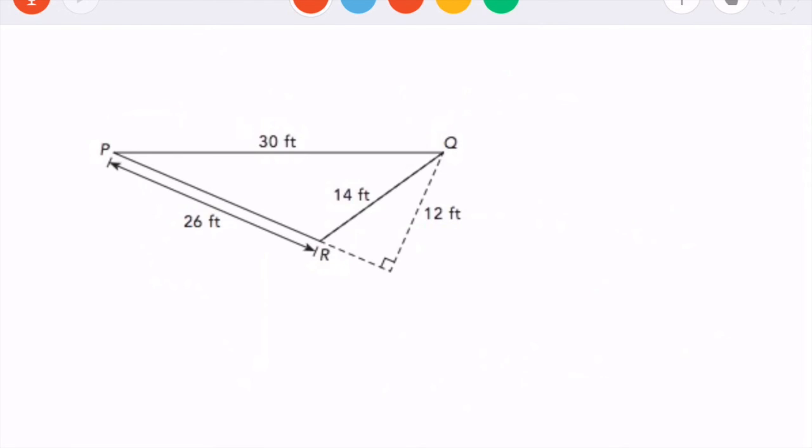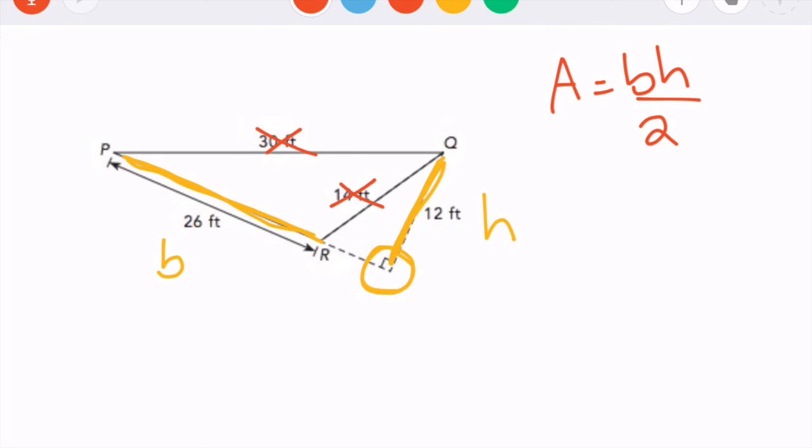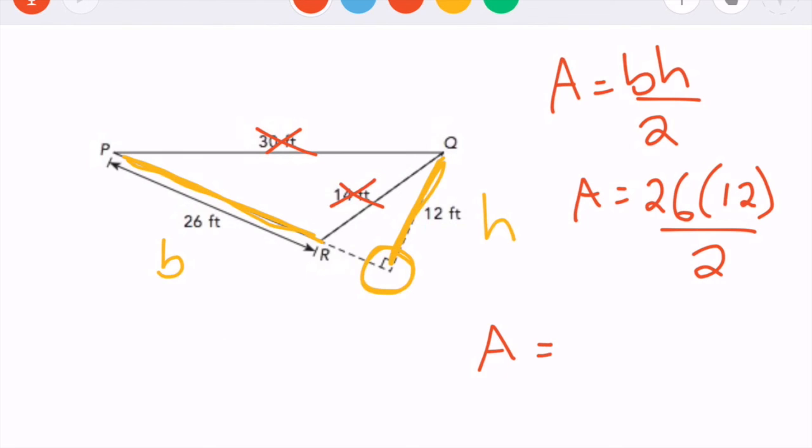Now this time they give us a whole lot of extra information. But once again, we're going to find this right angle that's going to connect what we need. We have this side. Now it's a dotted line, so that has to be our height. And this side, it's part of the triangle, so that's going to be our base. All the extra information we don't need. This 14 is not the base or the height. This 30 is not the base or the height. So, once again, area equals base times height divided by 2. Area equals 26 times 12 divided by 2. That gives us that the area is 156 square feet.